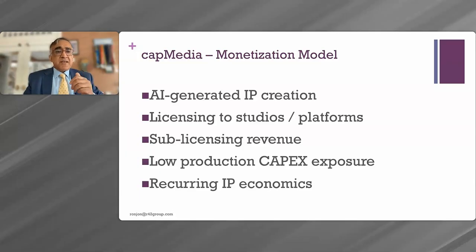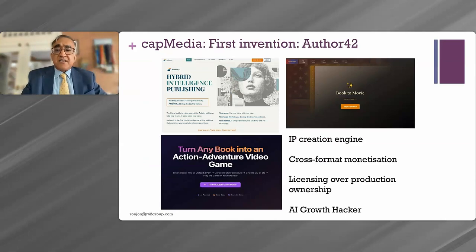So we create, we license, we sublicense, and we avoid heavy capital expenditure, and then focus on recurring economics. So you get money every month once we're licensing it to other people. So it's about leverage, not overhead. So in the Cap Media portfolio, we have several projects in play and released. Author 42 is the first one, which helps you use AI to co-write a book. We have Game 42, which will turn a book into a game using AI. We have Movie 42, which will turn a book into a movie, starting off with movie trailers.